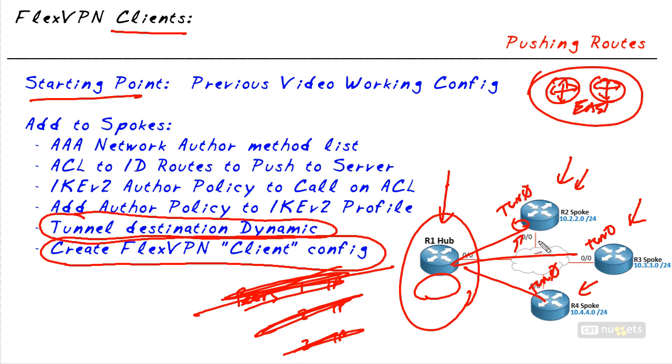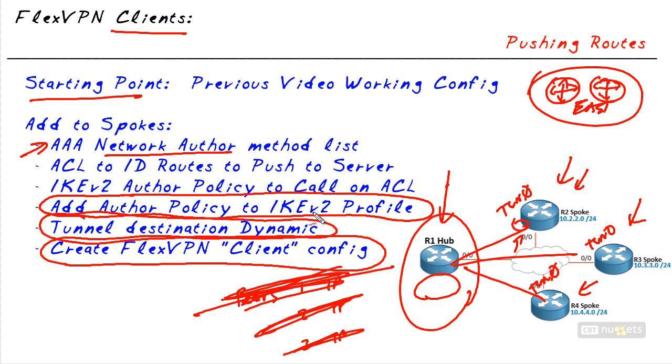Now, to make this all work, on the spokes, we are going to turn on AAA new model, and we are going to create a network authorization list, just like we did on the hub, that effectively tells these routers, hey, listen, if I have authenticated the peer with digital certificates, I'm considering that peer authorized, and I want to use the authorization policy specified. So that authorization policy is going to be added to our existing IKE v2 profile.